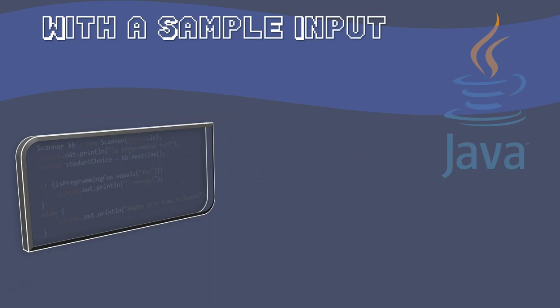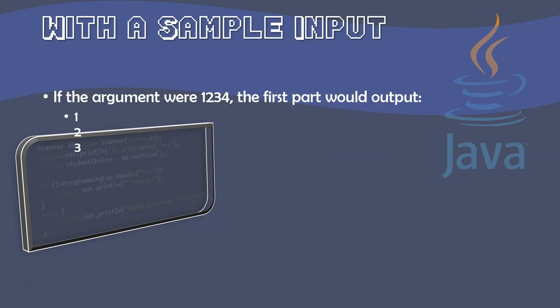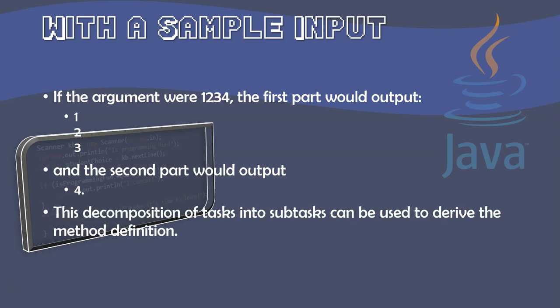So let's look at this with a sample input then. If the argument was 1234, the first part would output 123, and the second part would output 4. The decomposition of tasks into subtasks can therefore be used to derive what our method definition should look like.